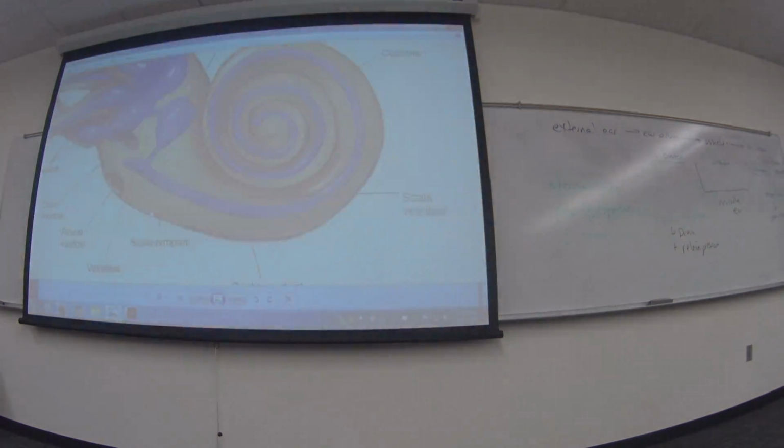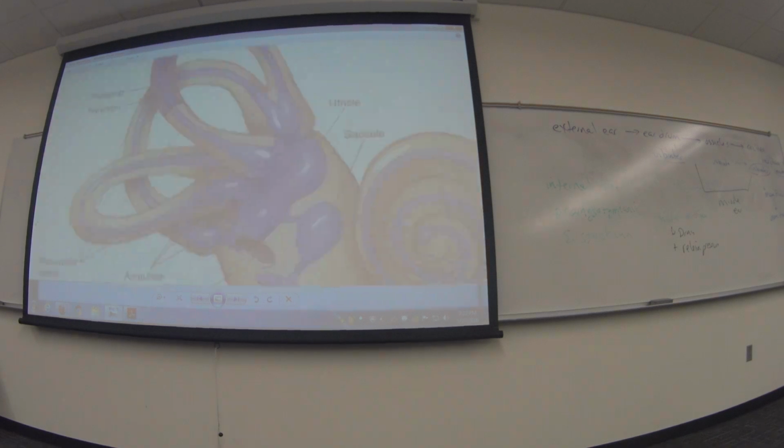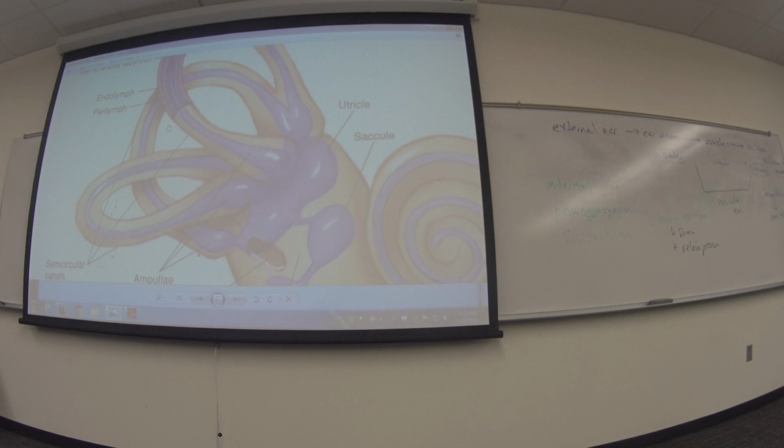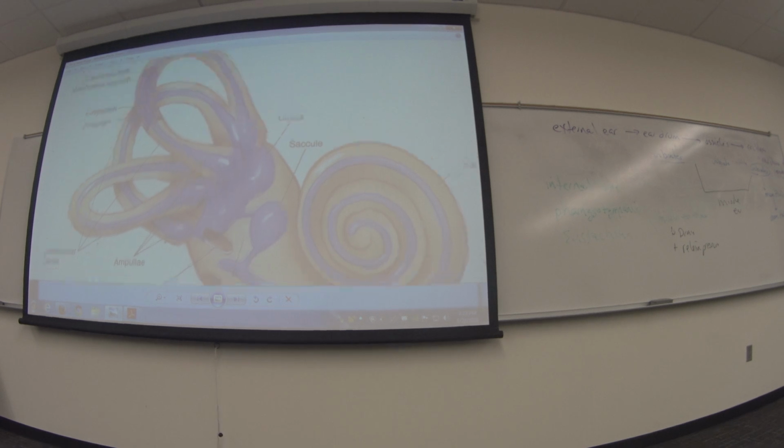Let me show you close up here. We've been talking about the snail shell, the cochlea. There's the fluid, that little purple line. This stuff is not a snail. This stuff has fluid, but that's not the snail stuff. This is the stuff we're talking about next.